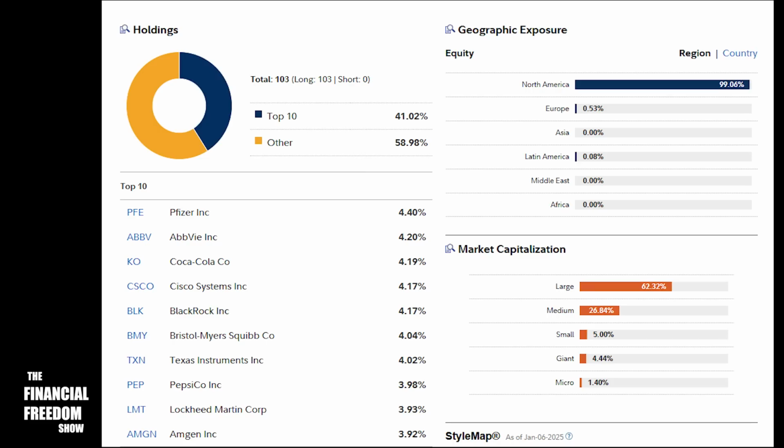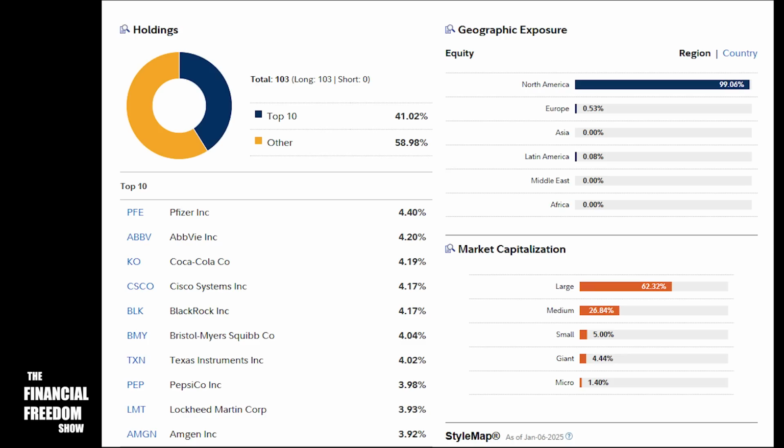Here are some key details about SCHD. The expense ratio is just 0.06%, which is one of the lowest in its category. It typically has a dividend yield that ranges around 3 to 4%. It's closer to 4% now. It has a dividend payment frequency of quarterly, and its holdings are approximately 100 US-based large-cap companies.